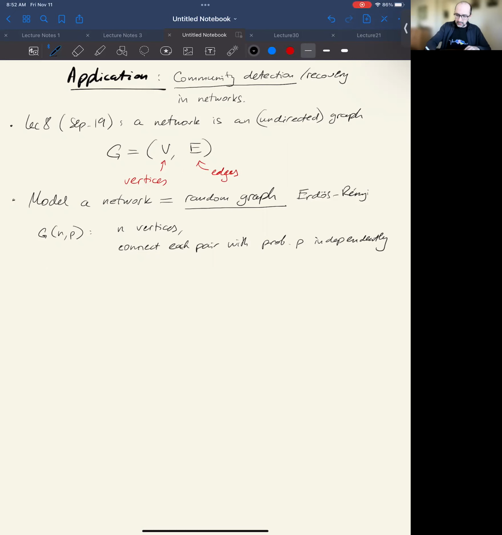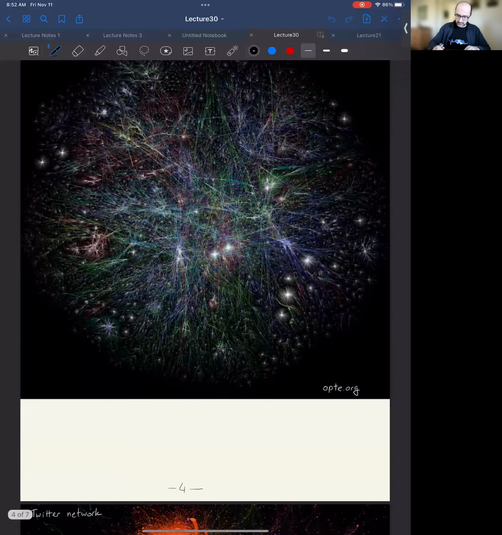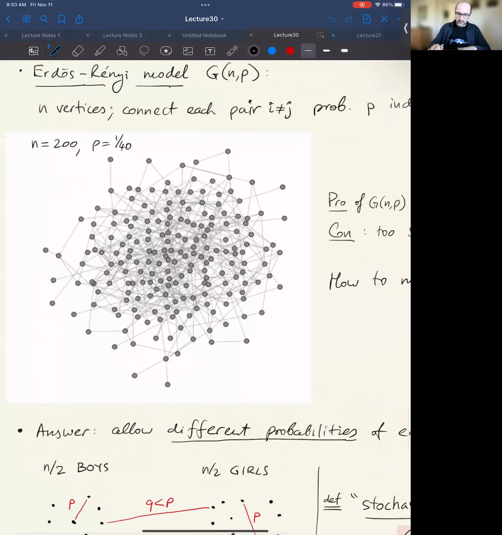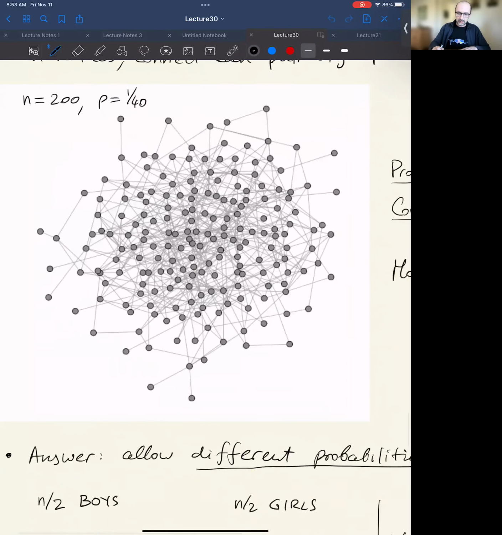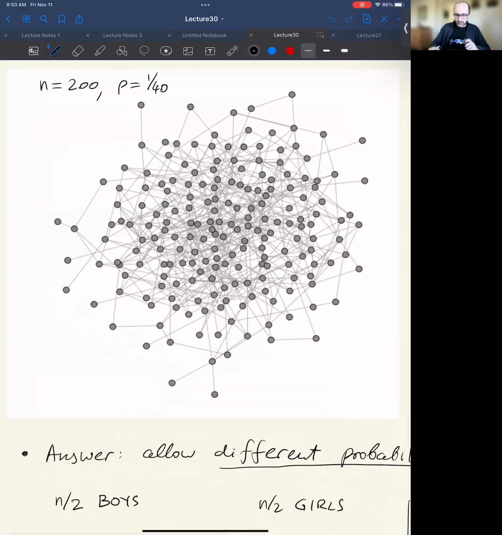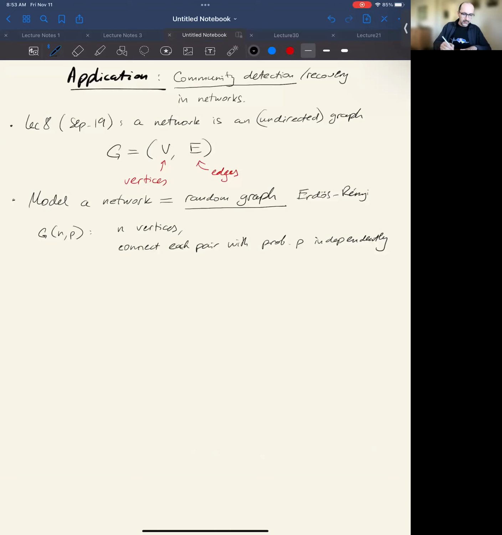Here's an example of that. Let me show you this one. This is GNP, Erdős-Rényi model with 200 nodes, and connection probability 0.04. And usually the graphs look like a big blob. There is no structure there. It's a big web that looks homogeneous, perfectly homogeneous.